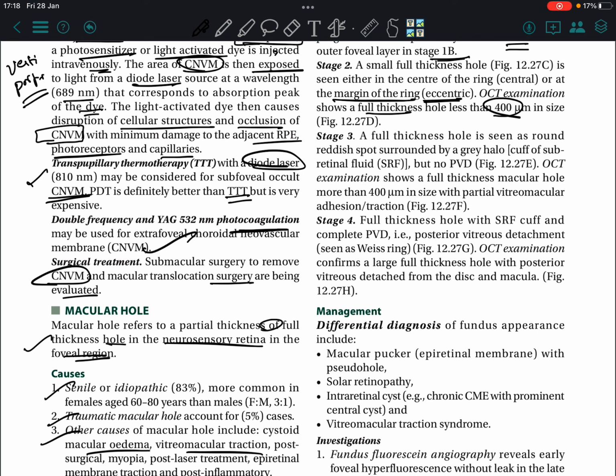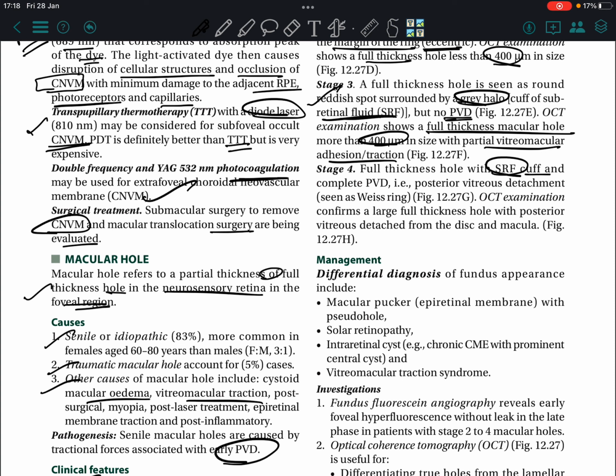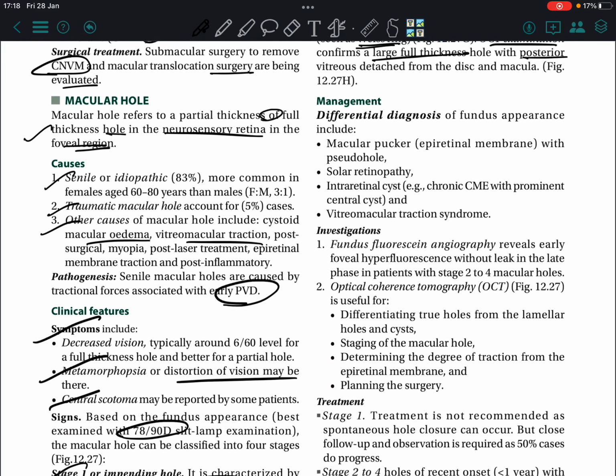Stage 3: a full thickness hole is seen as a rounded reddish spot surrounded by a grey halo, a cuff of subretinal fluid, but no PVD. OCT examination: full thickness macular hole more than 400 micrometer with partial vitreomacular adhesion traction. Stage 4: full thickness hole with cuff of subretinal fluid and complete PVD, that is posterior vitreous detachment, seen as Weiss ring. OCT examination confirms large full thickness hole with posterior vitreous detachment from the macula.